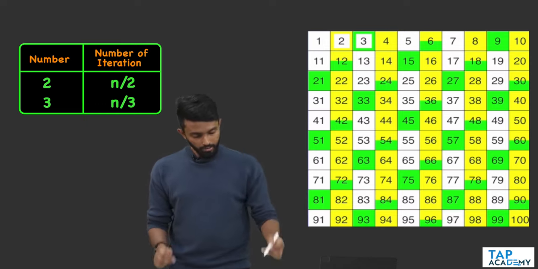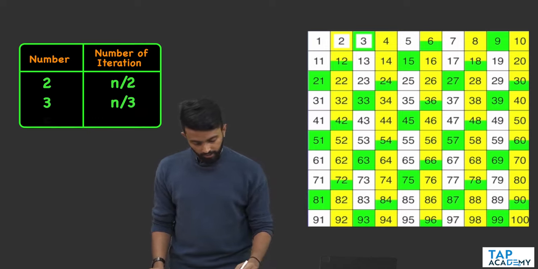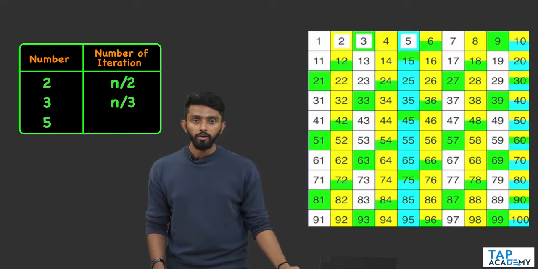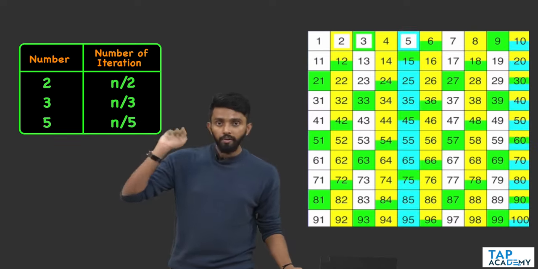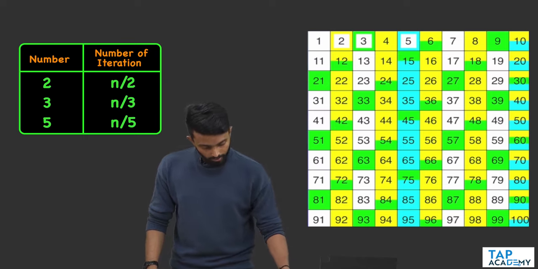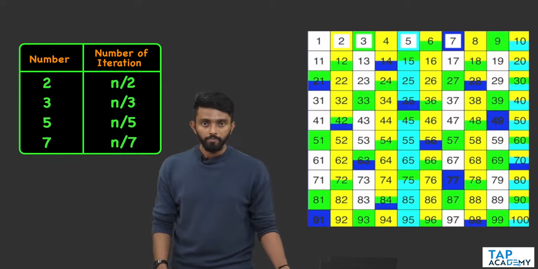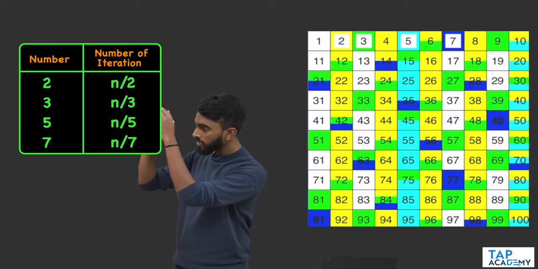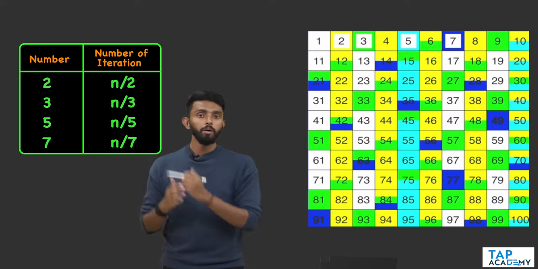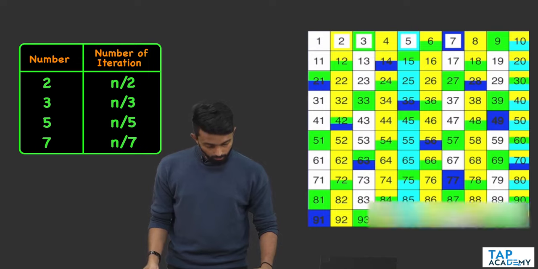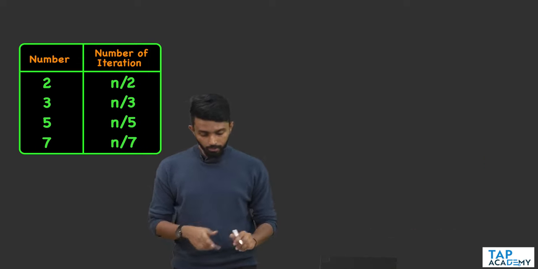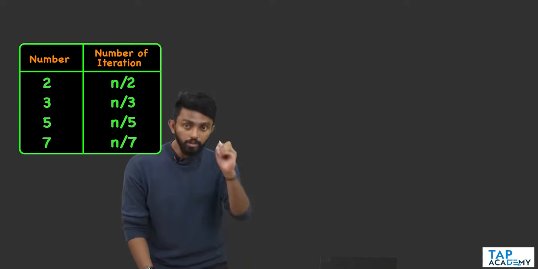Similarly, the next unmarked prime number is 5, and these are all the multiples of 5. So can I say n by 5 iterations is required? Next is all the multiples of 7. So can I say n by 7? Do you see there is a certain theme coming up here? Now, I'm trying to write that down and explain to you. I want each of you to listen to me carefully.